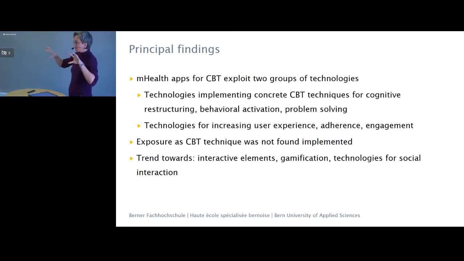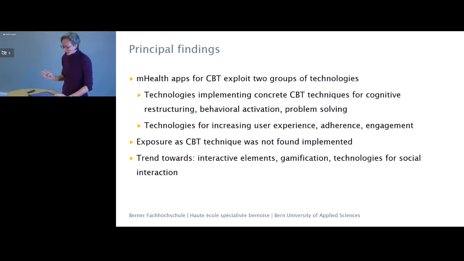So we separate these two groups of technologies because the one is rather the evidence-based, so the methods for cognitive restructuring and all these things. This is basically based on clinical evidence, so techniques that are used in clinical practice already. And the other ones are specific for this implementation of these techniques on the mobile phone and, being the user alone interacting with the system.